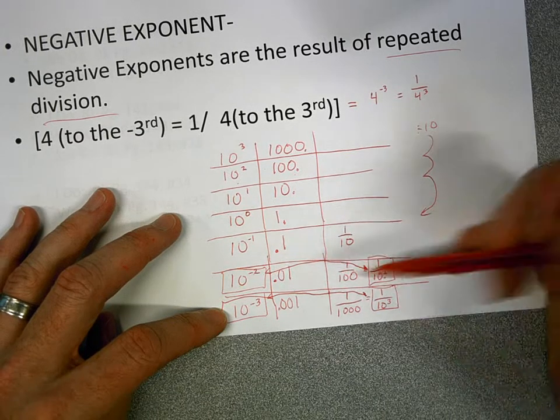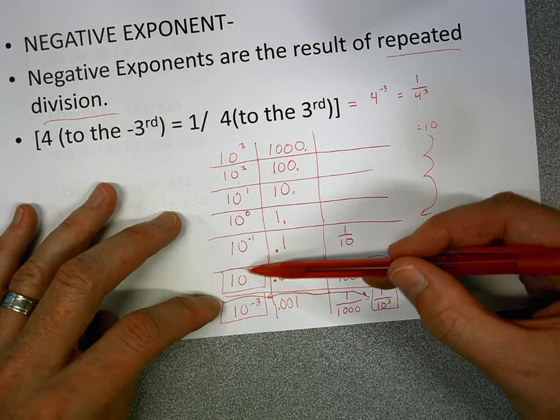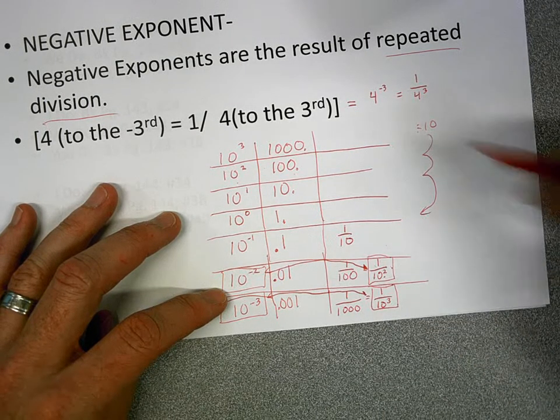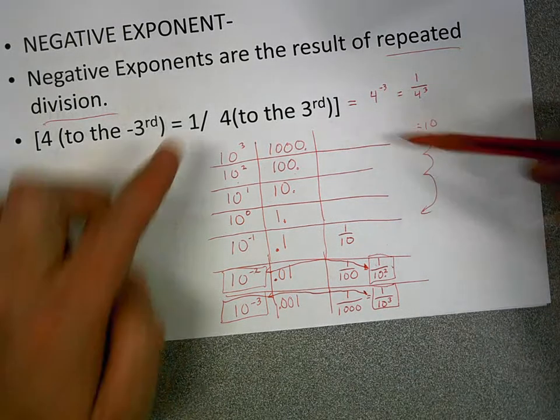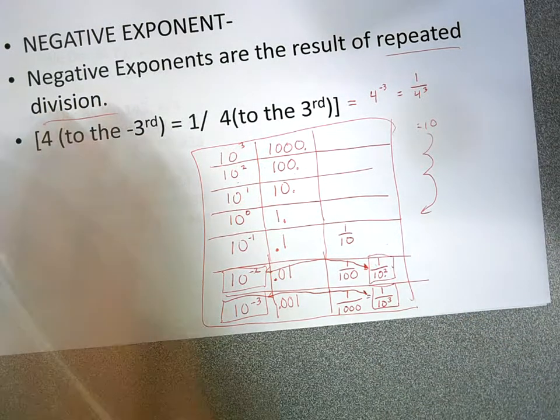So if you want to think about it this way, it's almost like these two are squishing together and the negative is popping out and becoming a numerator of 1. I know that's a little weird to think about, but that's kind of what's happening here. And why? Because of the repeated division of that chart.